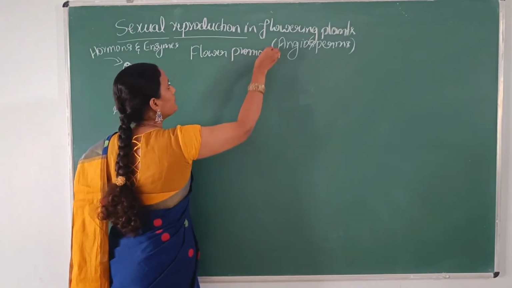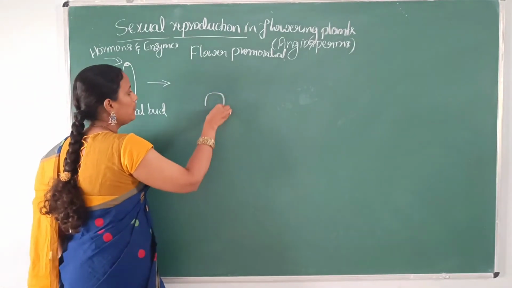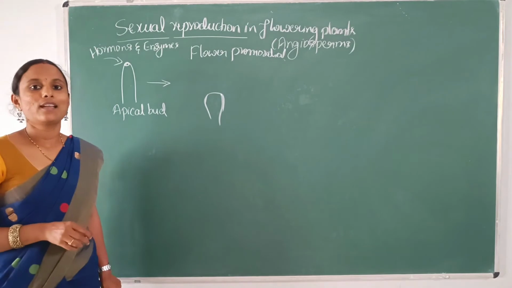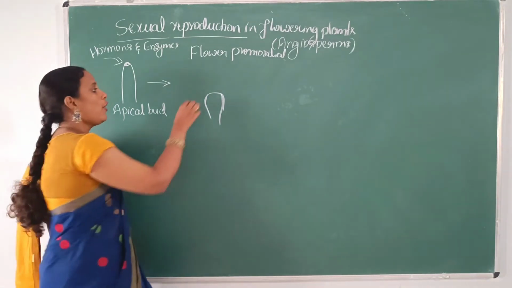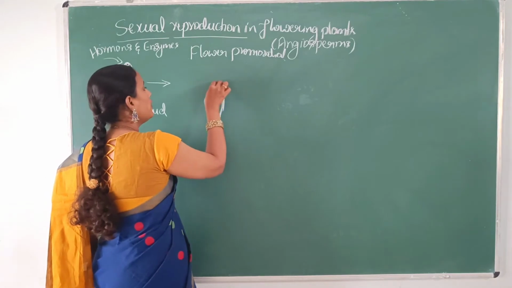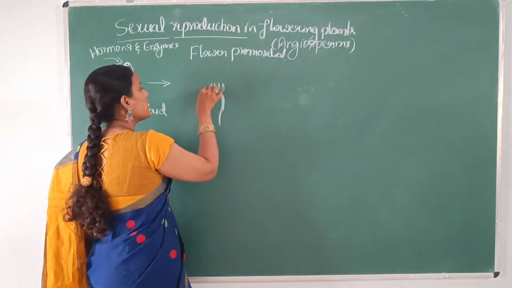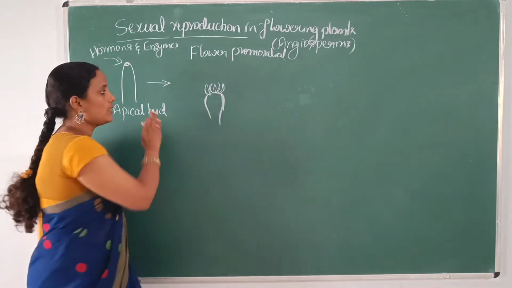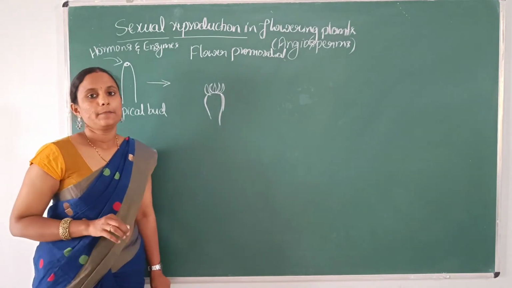primordial, which means it has become flattened. The apical bud will become flattened, which in future acts as a base of the flower called thalamus, and on which there is production of female reproductive structure, male reproductive structure, and sepals and petals. So this is how the flower is produced in a plant.